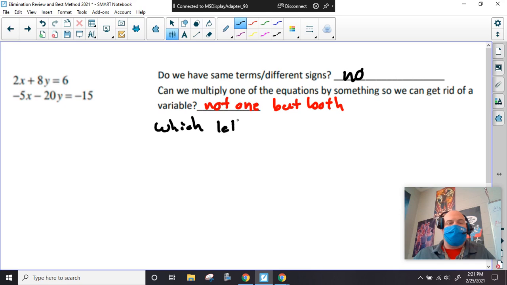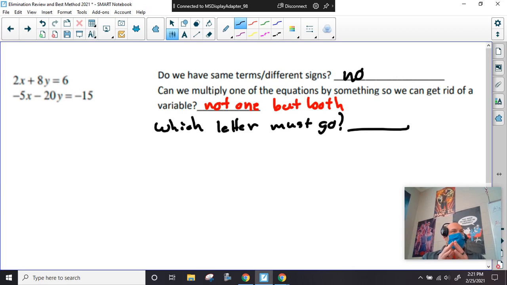Which letter? You're about to pick. This is like a choose your own adventure. We're about to choose our own adventure on how to get rid of one of these letters, one of these variables. Somebody pick one. There's only two. X. Did you say 4?